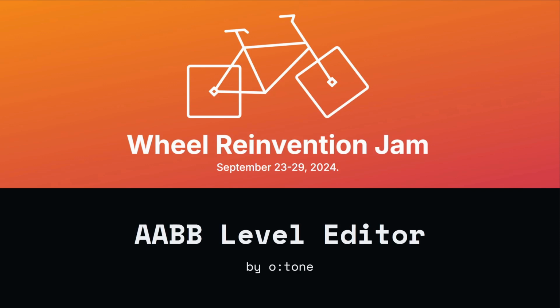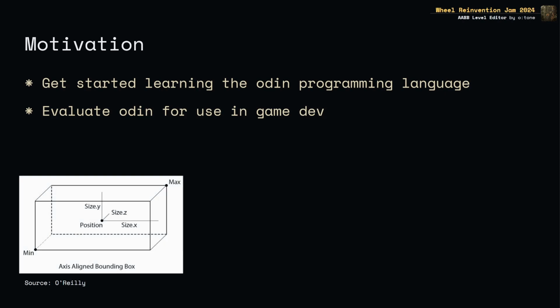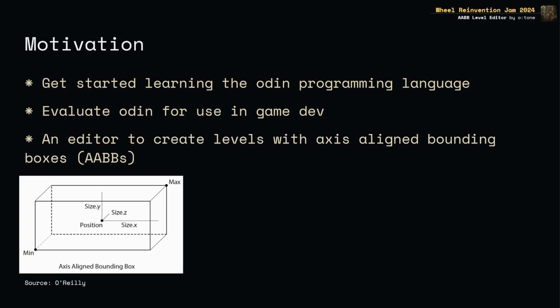Hi, I'm Daniel, and for this year's Wheel Reinvention Jam, I made a level editor for axis-aligned bounding boxes. I took this year's jam as an opportunity to start learning the Odin programming language. Next year, I want to make a game with a custom game engine, and for that purpose, I want to evaluate Odin. In the game project, I will start with simple level geometry, using only axis-aligned bounding boxes. So I decided to learn Odin by making a simple tool to edit AABBs.